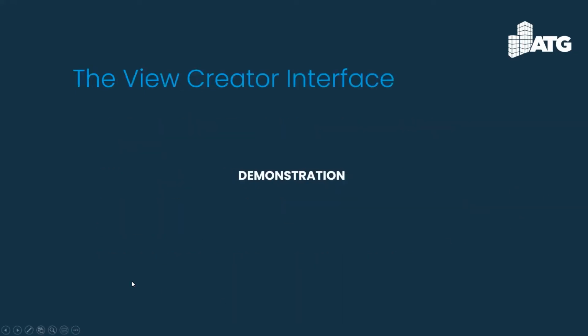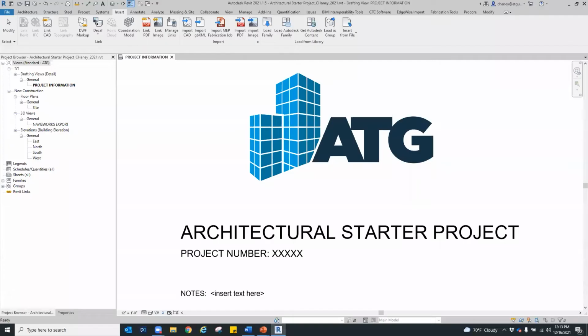So let's jump into Revit, and I can walk you through how this tool works. This is essentially a template that I've created. It's a starter project that I use as a template. So you can see I've got some generic views in here. Not a lot of them, no schedules, no sheets, just a really bare bones starter project.